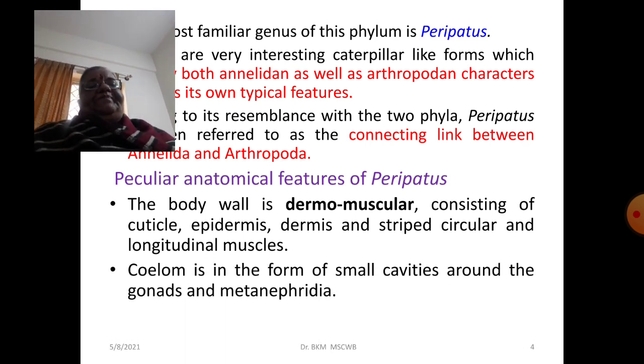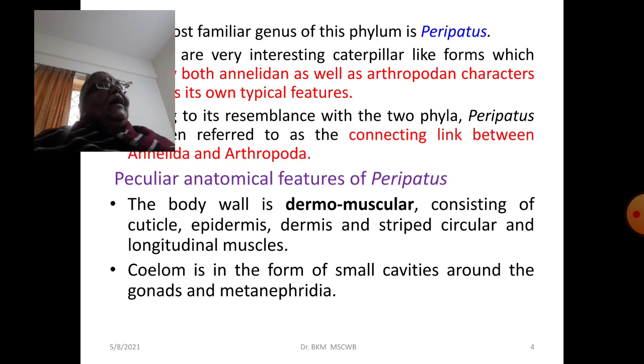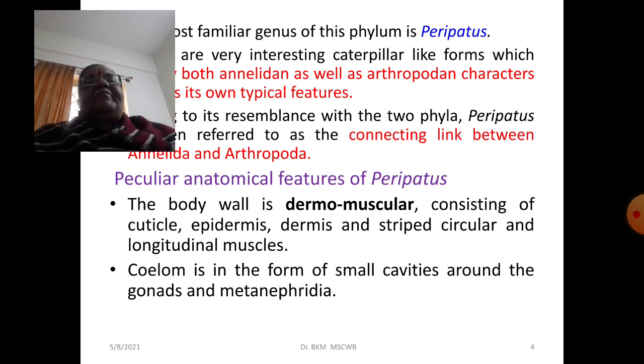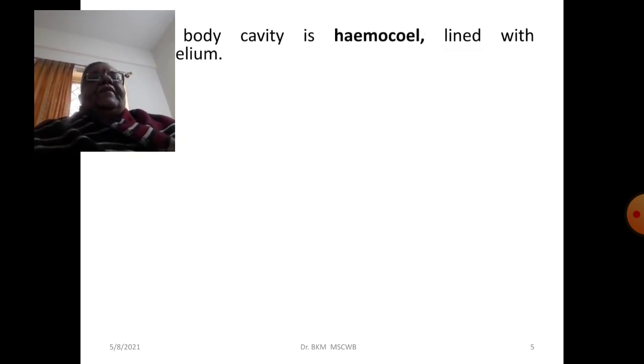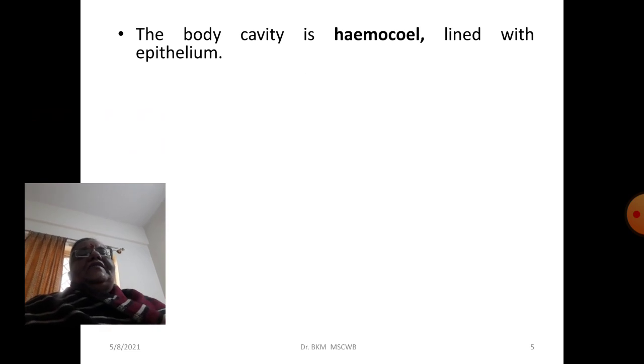Okay. Then, coelom is in the form of small cavities around the gonads, that is reproductive organs, and metanephridia, excretory structures. So, coelom is confined to these in the form of small cavities, a peculiar feature of Peripatus. Then, the body cavity is a hemocoel. Body cavity is a hemocoel lined with epithelium. Same hemocoel is seen in arthropoda also, right? But there are minor differences, right?